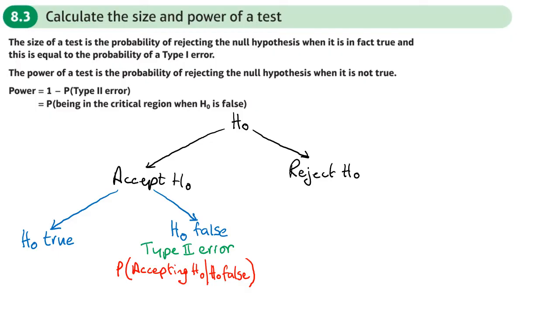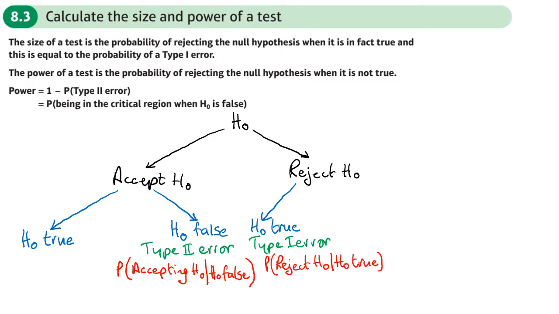Or if we go down the reject H0 route, we could reject H0 and H0 is true. We could reject H0 and H0 is true. This is a type 1 error. We know how to work these out, this type 1 error. So this is the probability of rejecting H0, given that H0 is true.